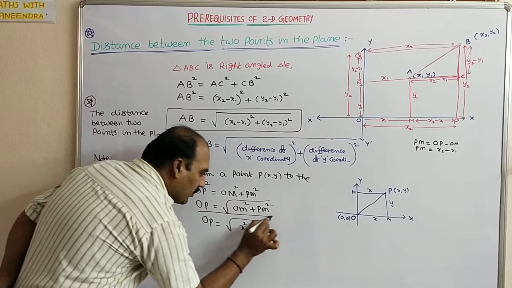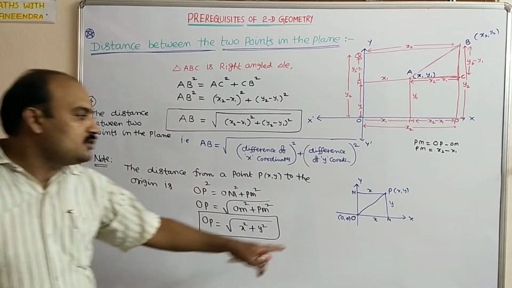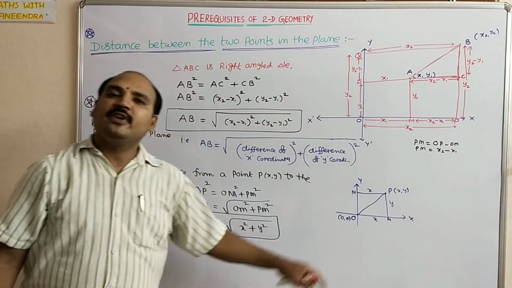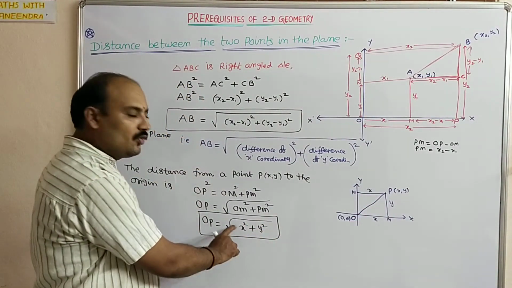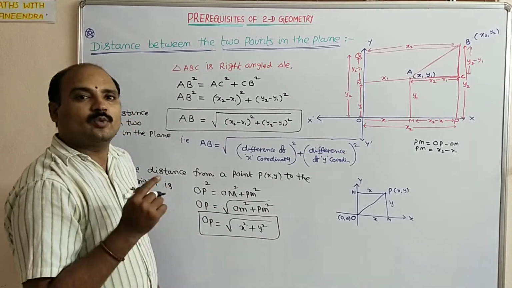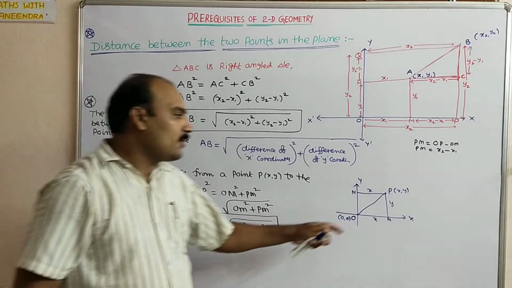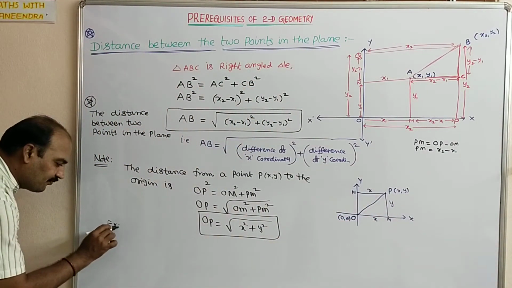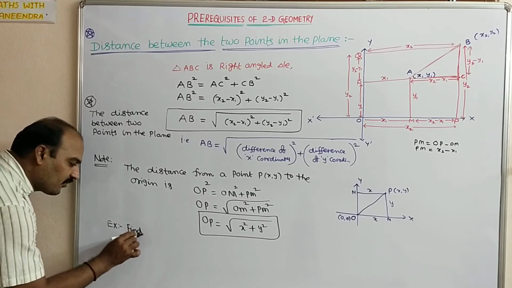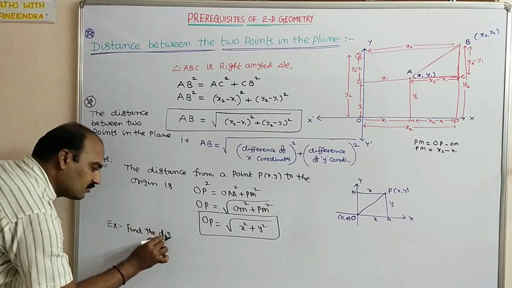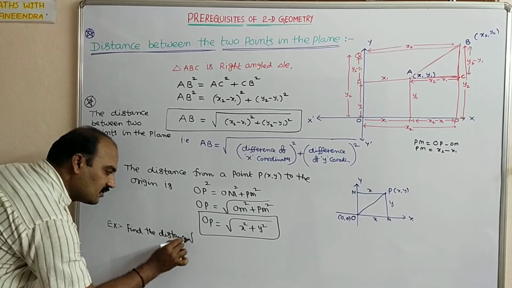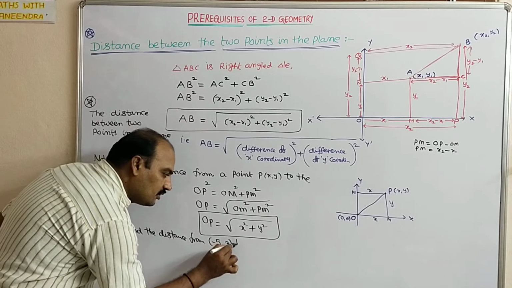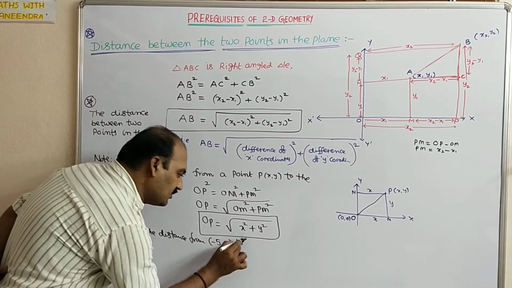So from now onwards you remember, the distance from a point P to the origin in the plane is always equal to square root of x square plus y square. For example, find the distance from minus 5 comma 3 to the origin.